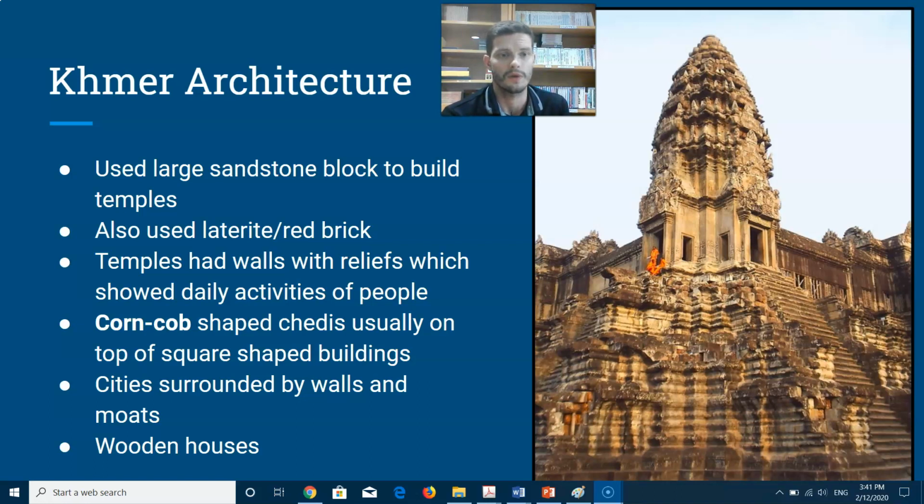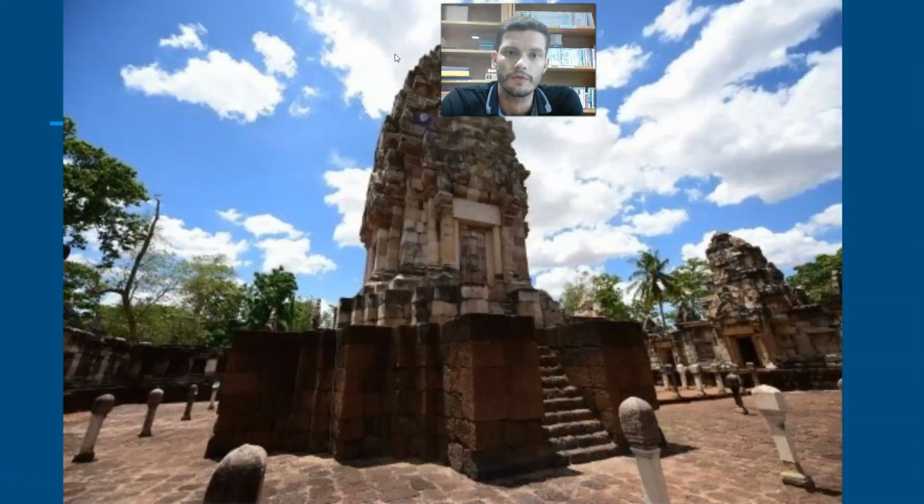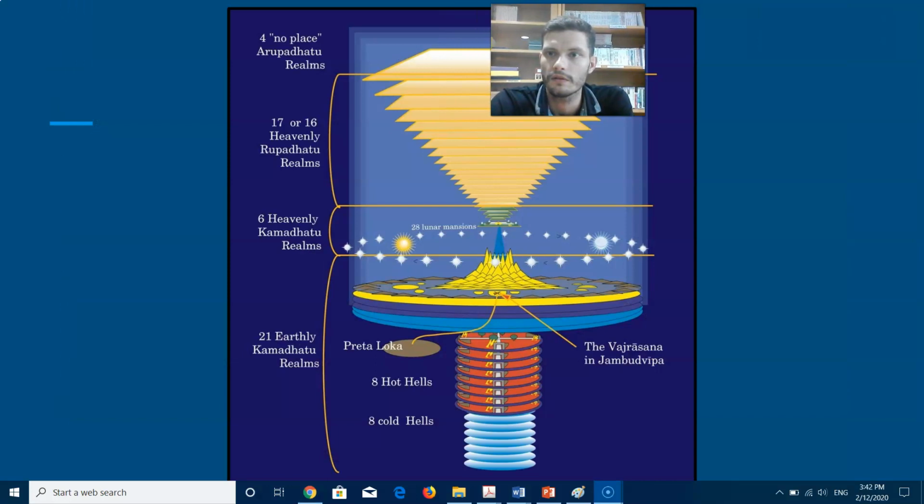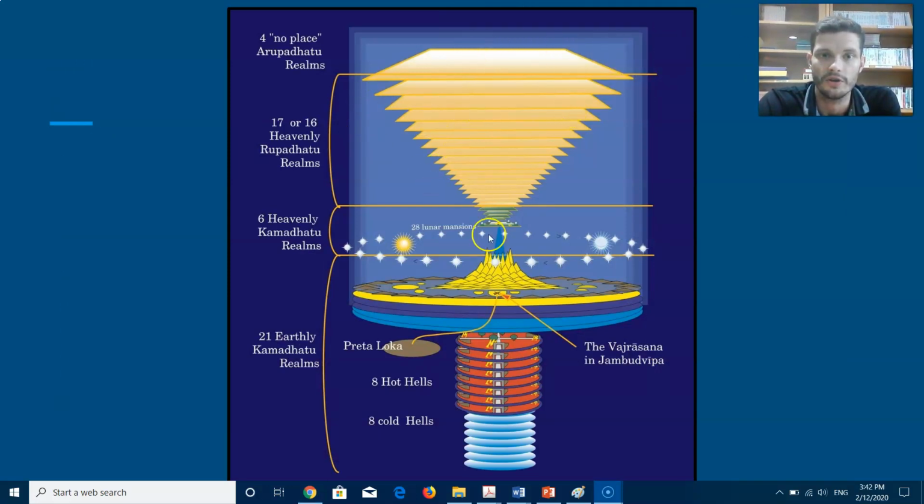Their cities were generally surrounded by walls and moats, and their bigger, more elaborate temples were also surrounded by moats, because, as I mentioned in the last lesson, they used water as a form of representing Hindu religious cosmology, the way the universe was structured according to Hinduism. If we take a look at this image of what the universe is supposed to look like according to Hinduism, we've got this mountain in the middle called Mount Meru. Now this mountain had many peaks, you can see the peaks on the mountain here.